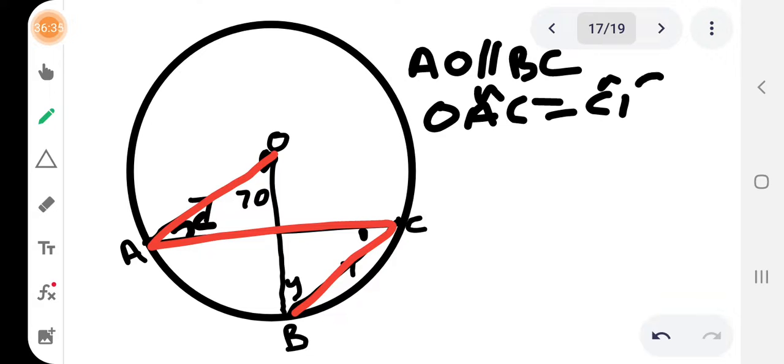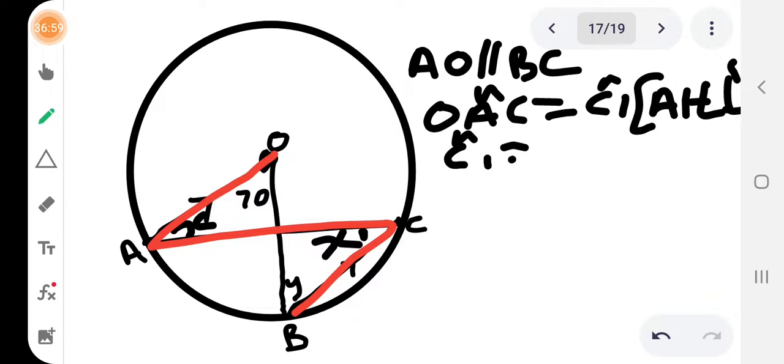Then you give a reason. Your reason is going to be alternate angles. So we know that angle A is equal to x. Since angle A is equal to x, our angle C will also be equal to x. Therefore, angle C is equal to x.